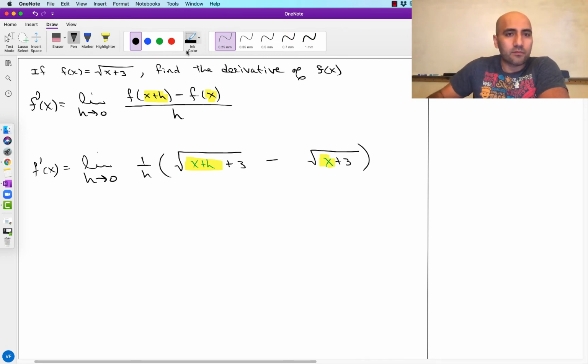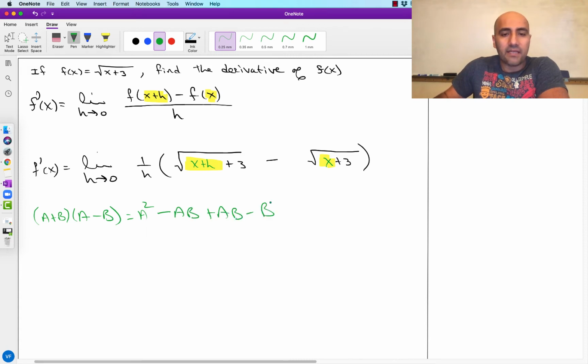So remember, let's put it in green. Remember that if we have a plus b times a minus b, they're identical binomials in every way, shape, and form except one has a plus, one has a minus. The order of the plus and minus doesn't matter. But we know that when we FOIL this, we get a squared minus ab plus ab minus b squared. The middle terms cancel, and what we have left over is a squared minus b squared, right?